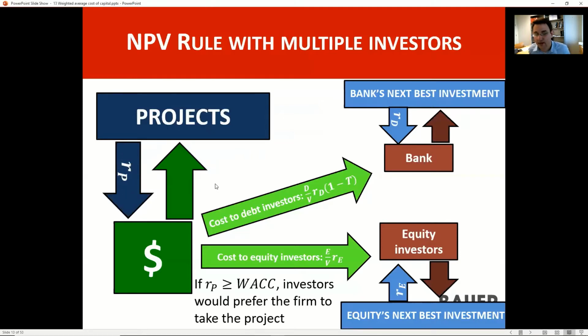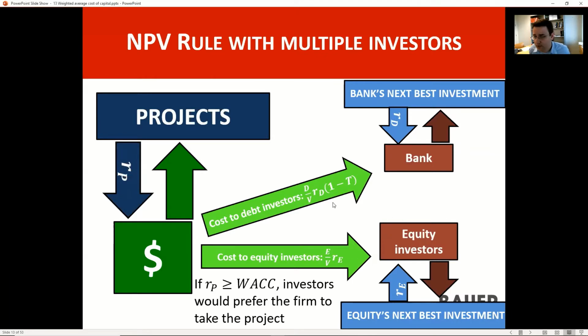That's the WACC. What the WACC does is, let's start with the equity holders. We have to pay the equity holders RE. That's their next best investment. And how much of the company is owned by the equity holders? Well, it's E over V. V is the total value of the firm. E is how much is owned by the equity holders. So this is how much of our return, RP, we have to give to the equity holders.